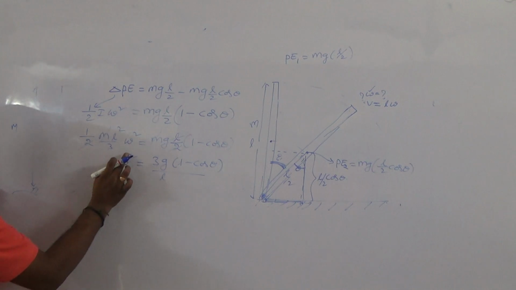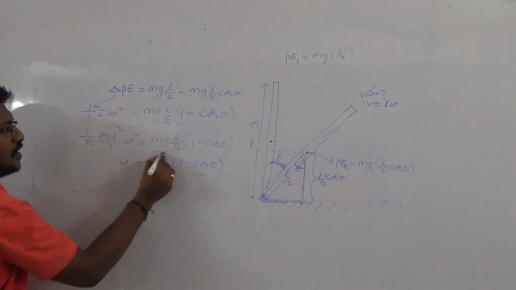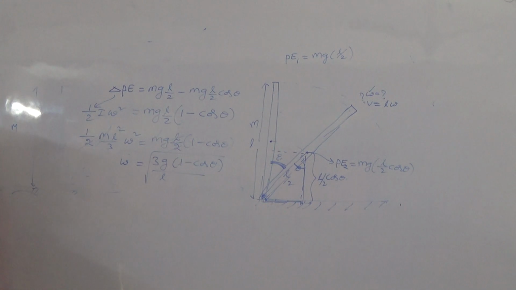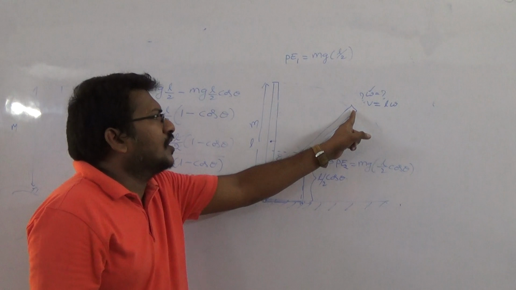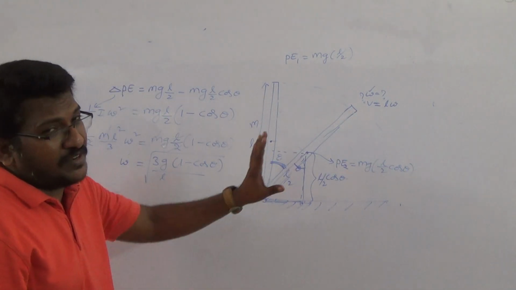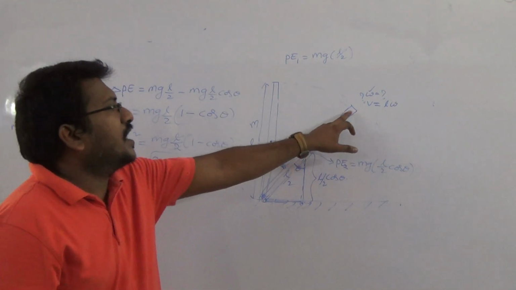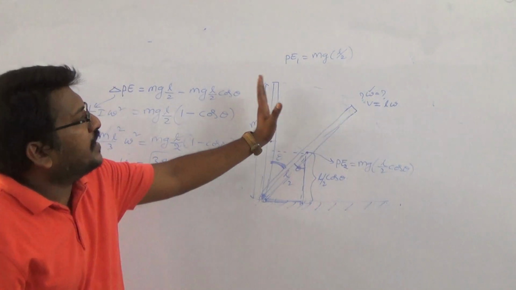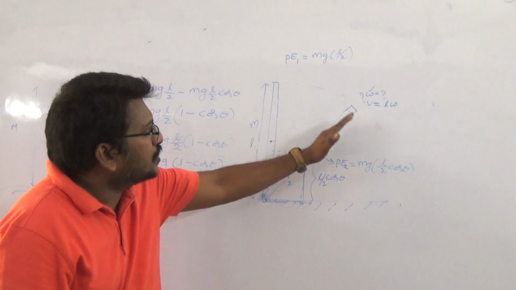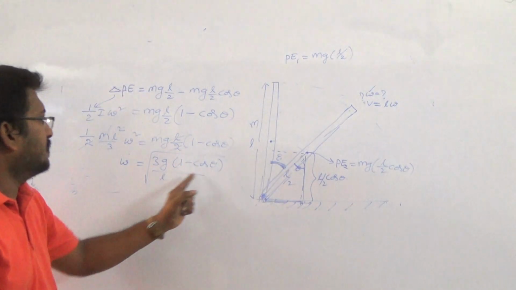Omega equals under root of that. So that is the angular velocity of the free end of the rod, no problem, because angular velocity remains constant. So the angular velocity of the rod when it is displaced from this vertical position to an angle theta is given by this.